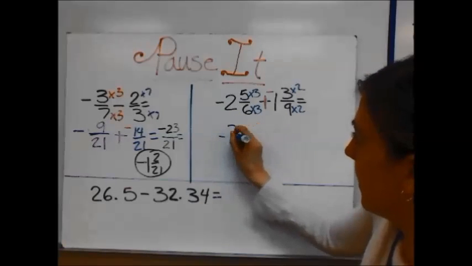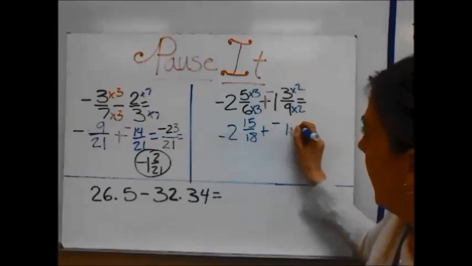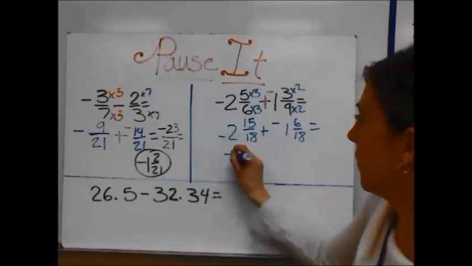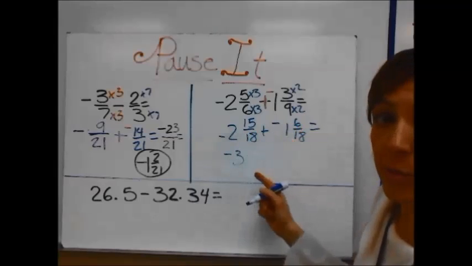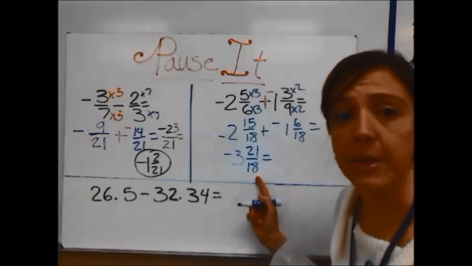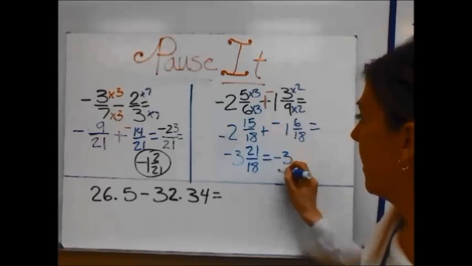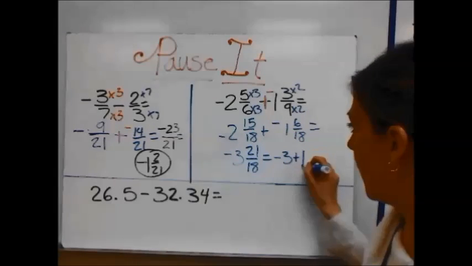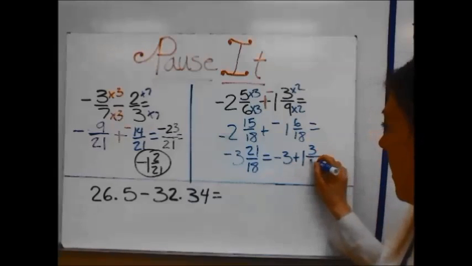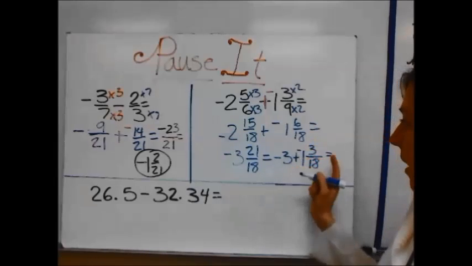So my new mixed number will be negative 2 and 15 18ths plus a negative 1 and 6 18ths. And altogether, I have 2 and 1 is negative 3. 15 and 6 is 21 18ths. The fraction part of this is improper, though, so I'm going to change just that part into a mixed number. So I have my negative 3, and 21 divided by 18 is 1 with 3 left over out of 18. So now I'm going to add all of this together.